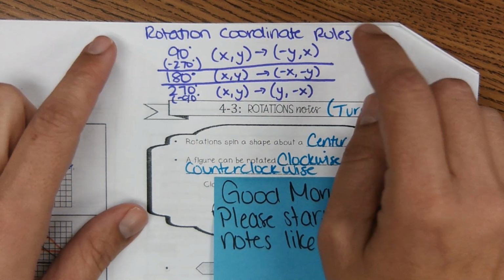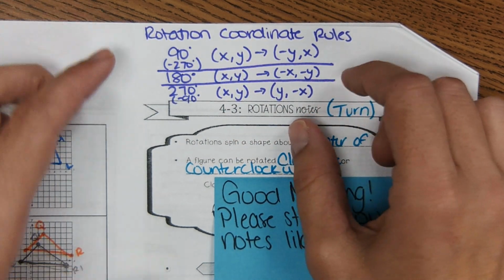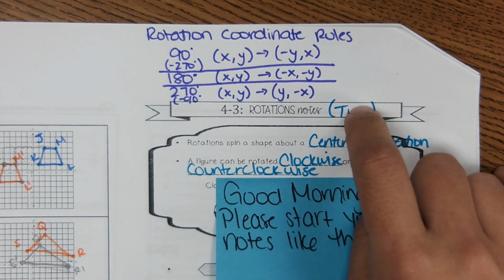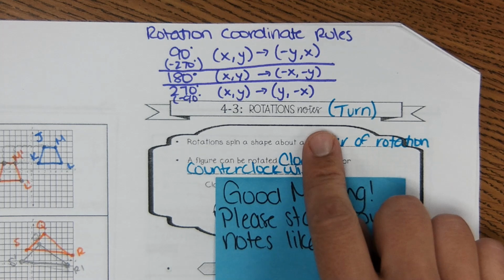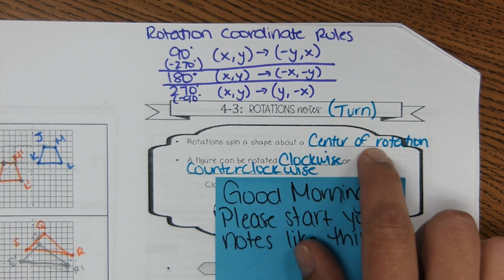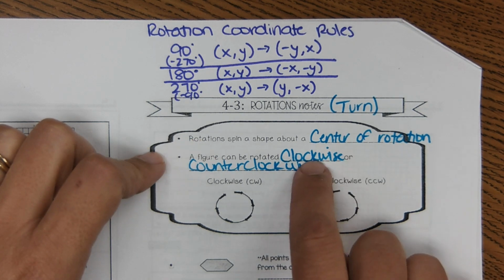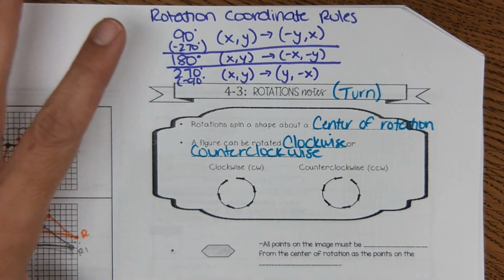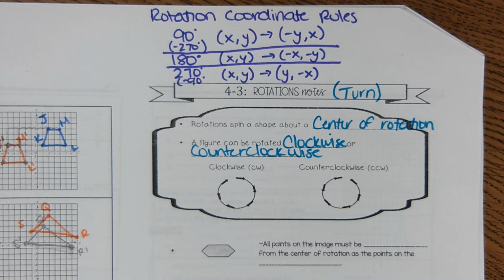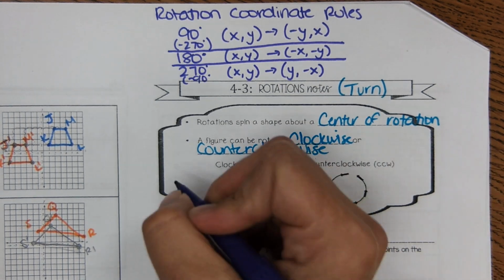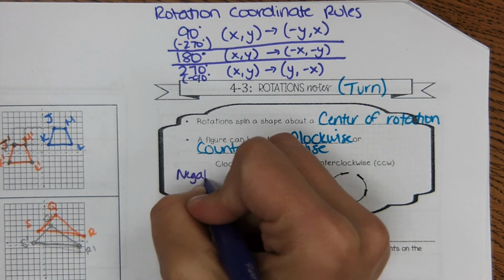The coordinate rules we'll get to in a little bit, but we're going to focus on the concept first, as we usually do. So rotation is a turn when you rotate about a center of rotation, and we'll get to that in a second. And also when you rotate, you can either rotate clockwise or counterclockwise. I know we don't use analog clocks very much anymore, but the whole idea is if you're rotating this way, clockwise, that is a negative rotation.